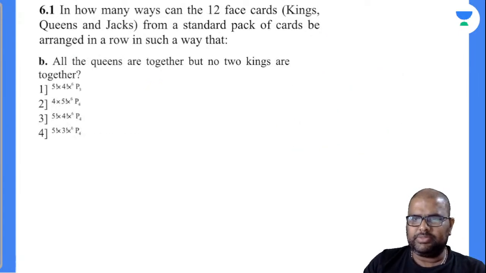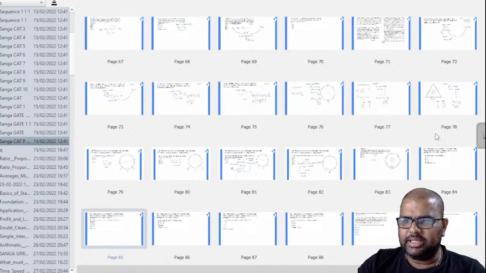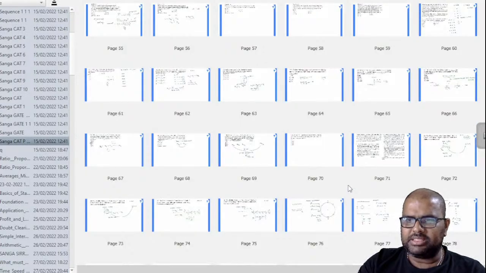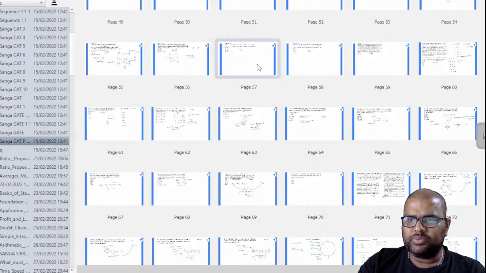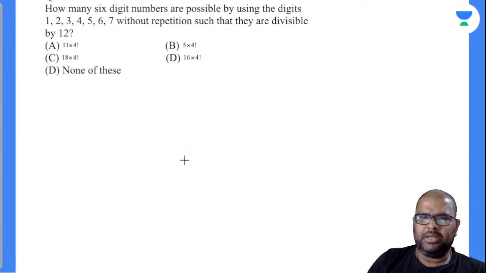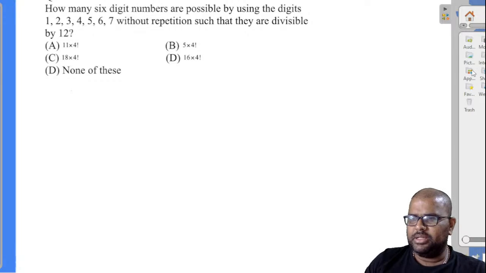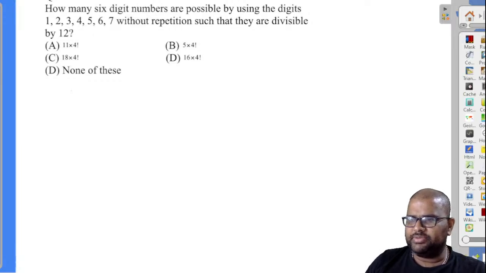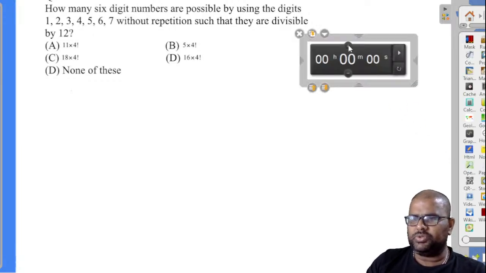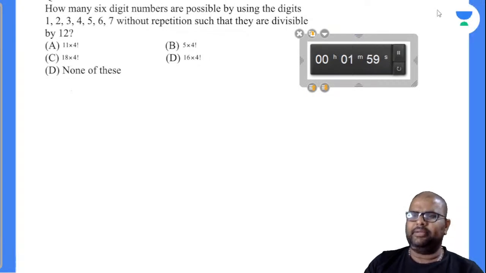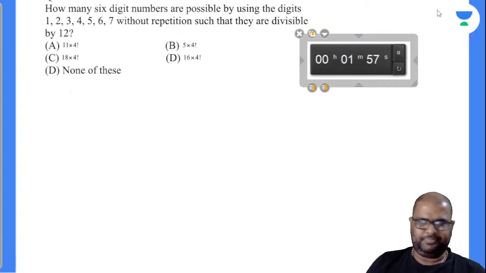Let's come to the next one. So some questions are there that we left out the previous day. This is one such question. Now I'm expecting you guys to answer this question. This is one of the famous questions which was asked in the IIT JEE examination and also in CAT, both. Try this.